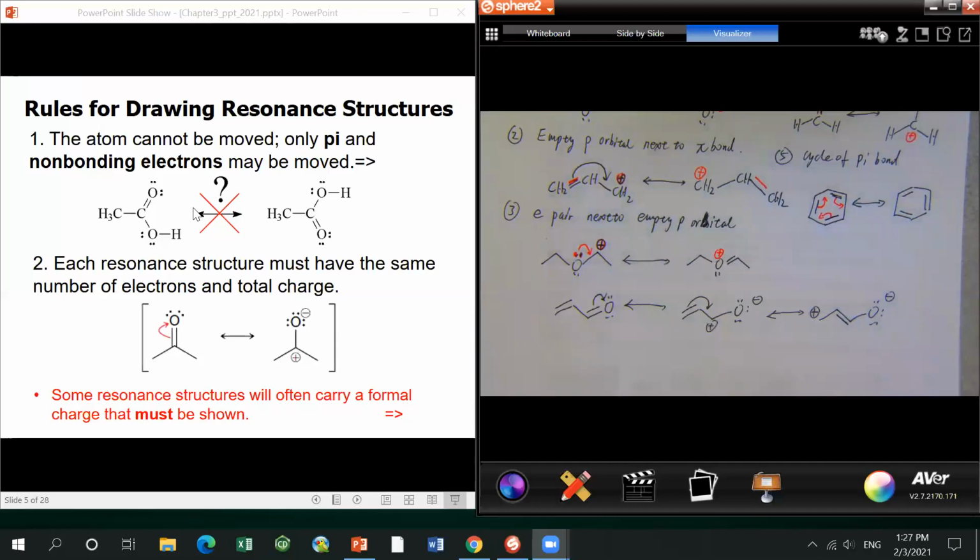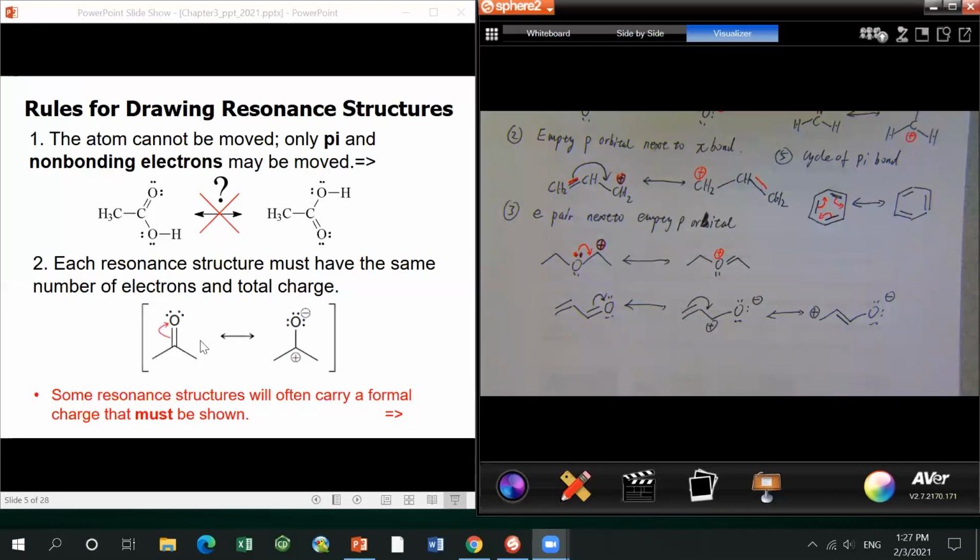And the second thing is, after you draw the resonance structure, make sure you double check it. The total valence electron number should be the same as the original structure, and the total charge should also be the same. An example is shown here.